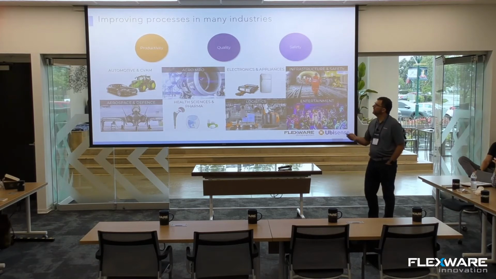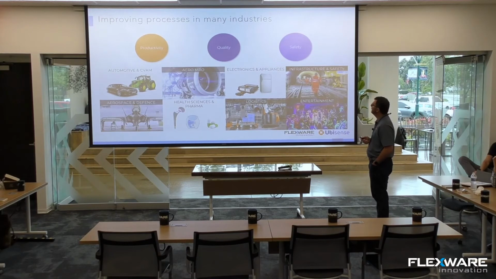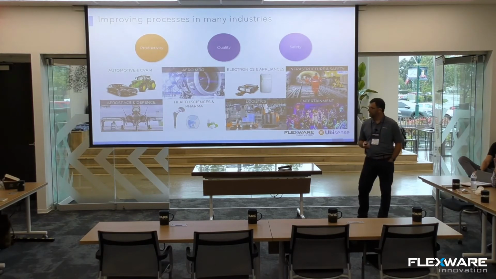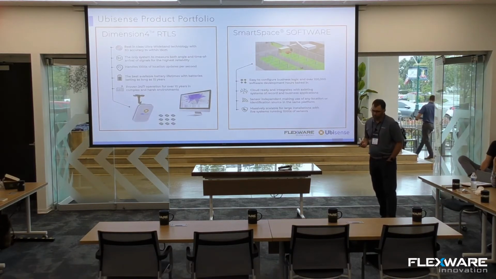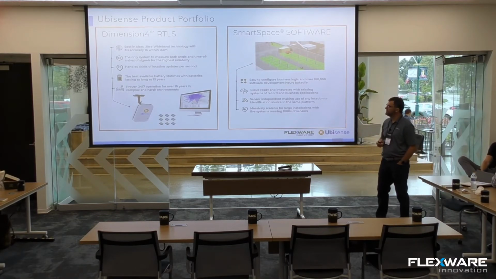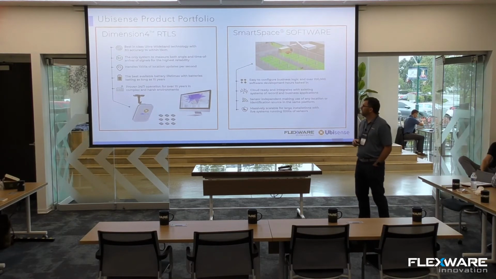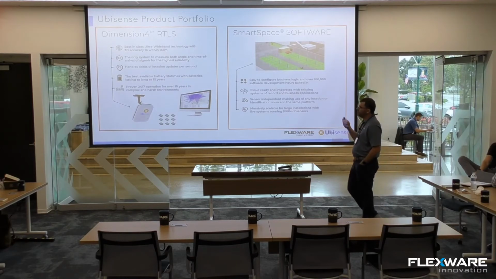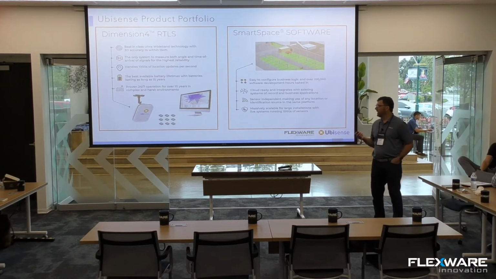And so what do we do? We improve processes around the areas of productivity, quality, and safety in the various industries that you see listed here. Our product portfolios: today you're going to see our Dimension 4 real-time location system. It's based on ultra-wideband technology, and that's what we're going to be using here today for our location feed. And then we have our Smartspace software, which is an application configuration.